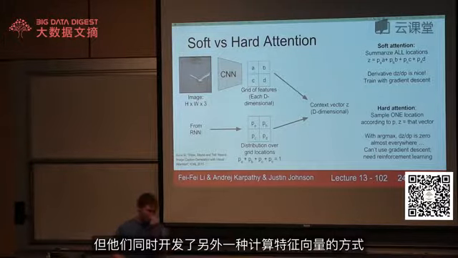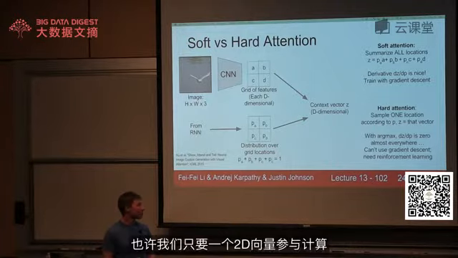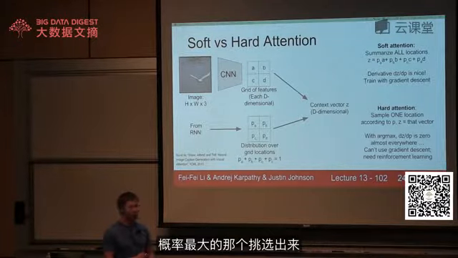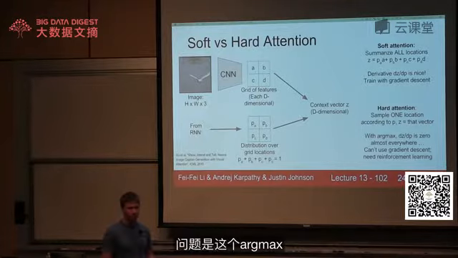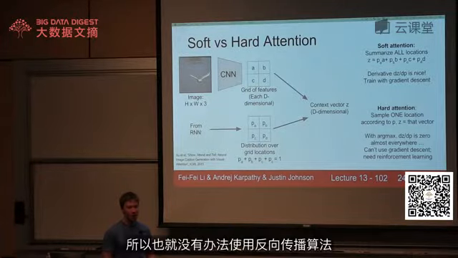But they actually explore another option for computing this feature vector, and that's something called hard attention. Instead of having this weighted sum, we might want to select just a single element of that grid to attend to. One simple thing to do is just to pick the element of the grid with the highest probability and pull out the feature vector corresponding to that argmax position. The problem is that if you think about the derivative of z with respect to our distribution p, it turns out that this is not very friendly for backpropagation anymore.